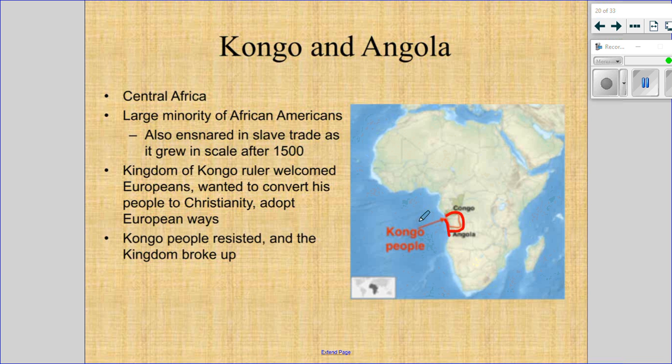So it grew after 1500, though it will become caught up in the transatlantic slave trade. The Kingdom of Congo welcomed and developed a relationship with Europeans, and Congo's rulers adopted Christianity, though there was resistance, namely a rebellion led by a 15-year-old girl named Dona Beatriz, who had thousands and thousands of followers and sought to unify her people against the Europeans and against the slave trade. But eventually the kingdom does break up.